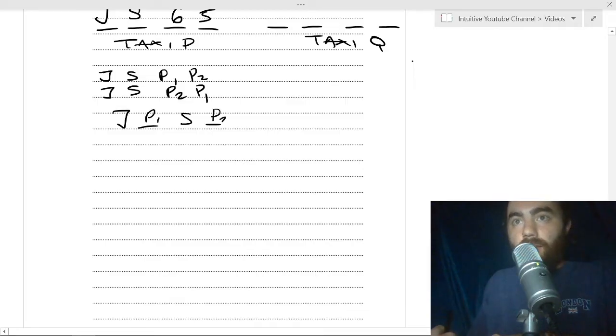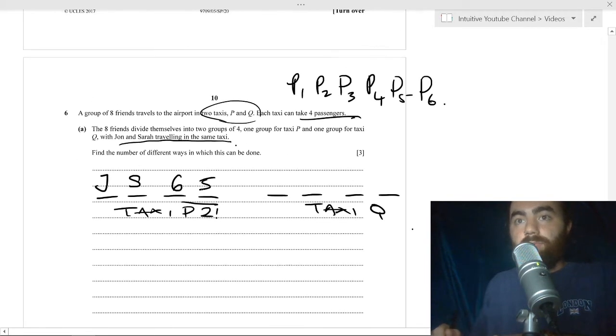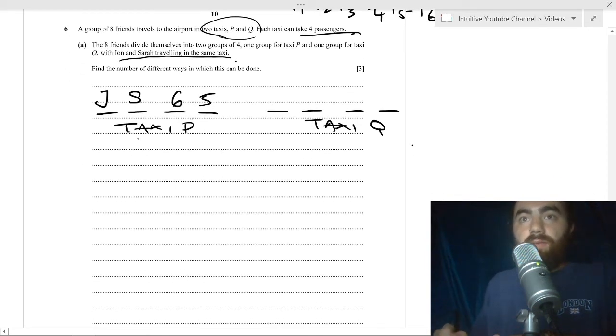It's the same way. So once we've put John and Sarah into this taxi, there's 6 times 5 ways, but we have to consider that when we change these over, we're not counting it as an extra way. So we need to divide this by 2 factorial, the number of ways in which we can arrange these extra people that we put in. So we can say for this part it is 6 times 5 over 2 factorial.